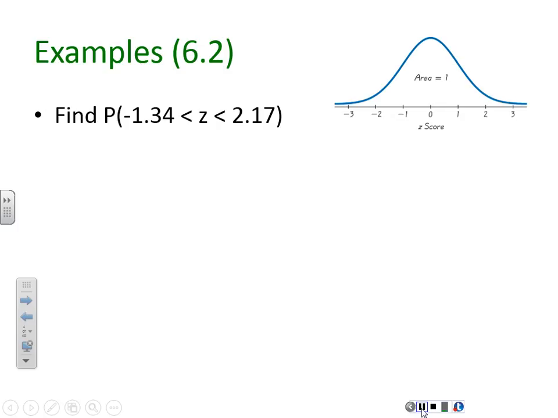So this is the z-score for that. That is the z-score for that. Or sorry, this is the area to the left of that z-score. This is the area to the left of this z-score. So if I'm wanting to find the probability that it's between these two values, because this is not your z-scores, those are your areas.